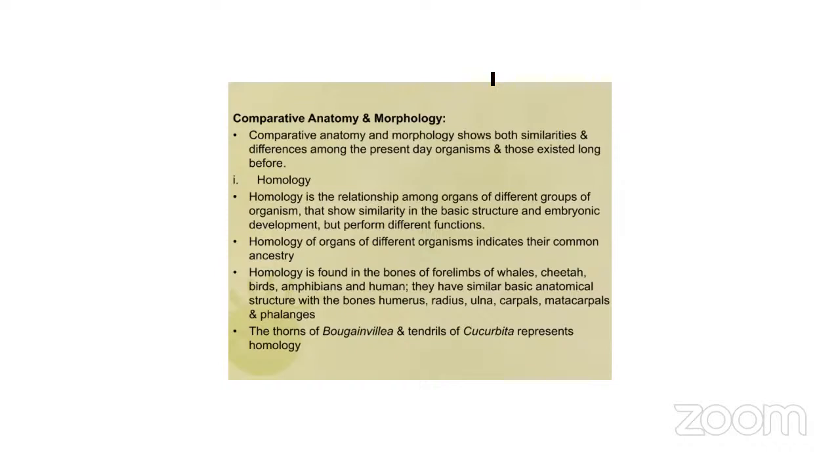Comparative anatomy and morphology shows both similarities and differences among the present day organisms and those that existed long before. Homology is the relationship among organs of different groups of organisms that shows similarity in the basic structure and embryonic development, but performs different functions. Homology of organs of different organisms indicates their common ancestry. Homology is found in the bones of forelimbs of whales, cheetah, birds, amphibians, and humans. They have similar basic anatomical structure with bones: humerus, radius, ulna, carpals, metacarpals, and phalanges.